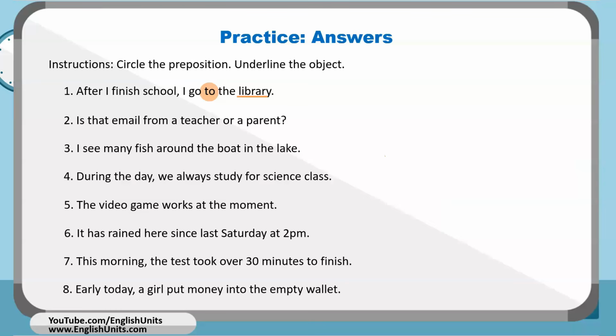Sentence 2. Is that email from a teacher or a parent? This sentence has one preposition. The preposition is from, and what is the object? There are two objects, teacher and parent.